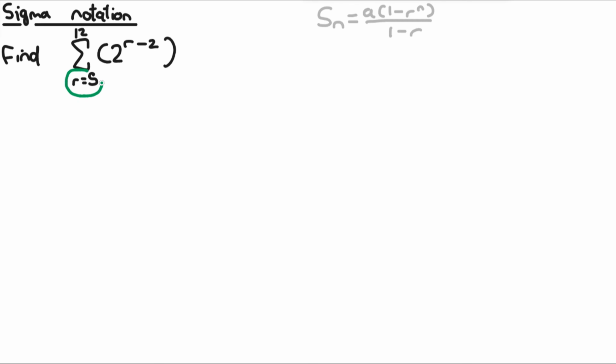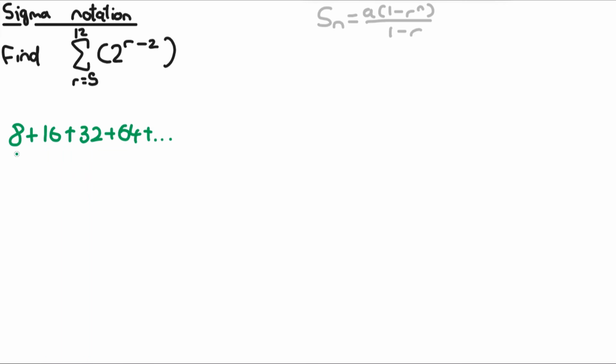So we start from r is equal to 5, and translate it into a series. It's going to be 2 to the power of 5 minus 2 as the first term, which is 2 to the power of 3, so it's going to be 8, and this is going to be plus, and then r is equal to 6 is going to be 2 to the power of 6 minus 2, so 2 to the power of 4, so it's going to be 16. Then r is equal to 7 is 32, r is equal to 8 is 64, and then so on and so forth.